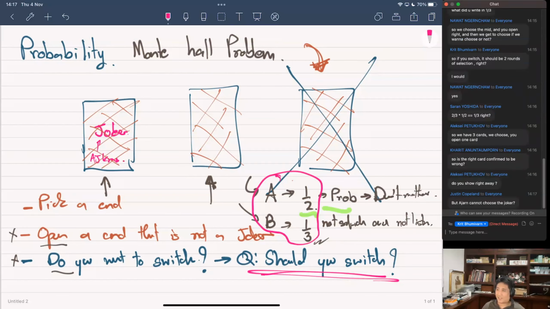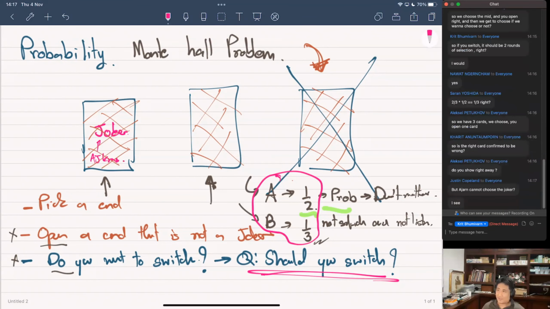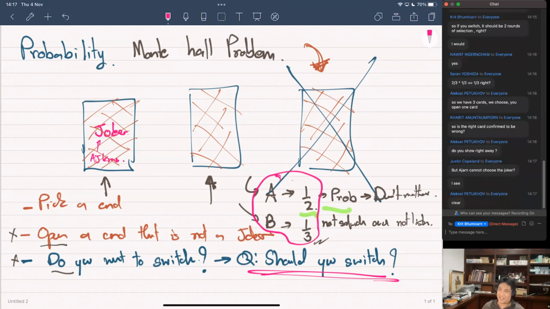No, why would I reveal the joker? If I reveal the joker, there's nothing for you to do, right? I know which one doesn't have the joker, and then I'm going to reveal that one, because that way you have a choice. Do you want to switch or do you not want to switch? Clear. Let's draw a tree on what happens.